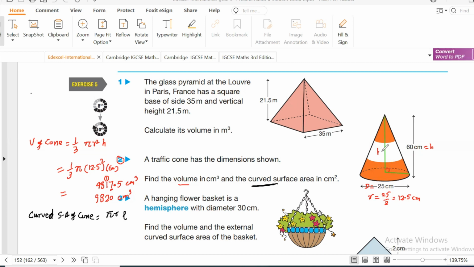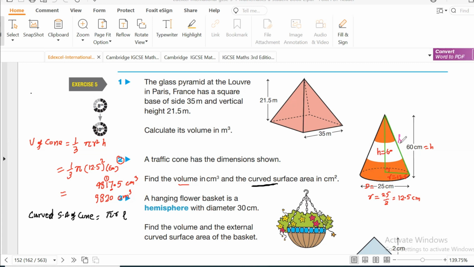So this is H. We know H is 60. We know r is 12.5, and this is the slant height. If you check carefully, this is the slant height, L. We are looking for L. And remember that we all know the formula of Pythagoras theorem.